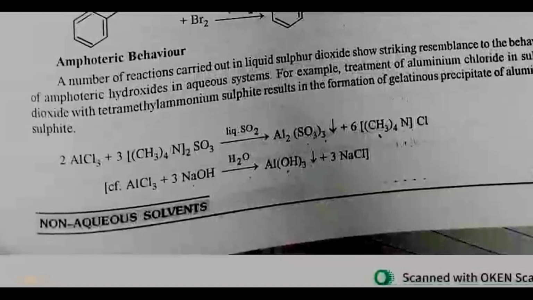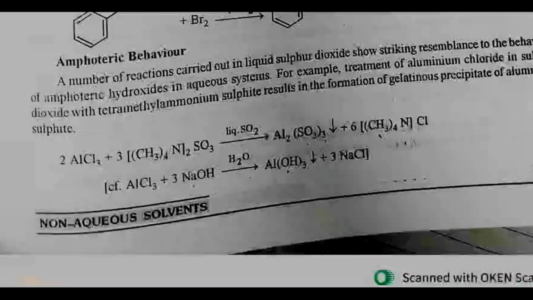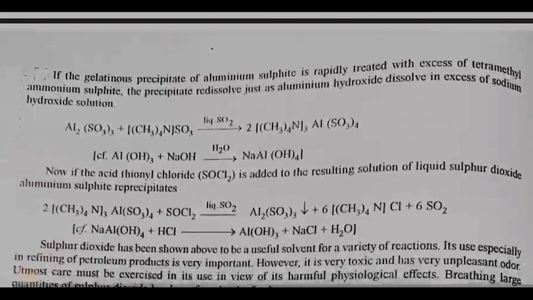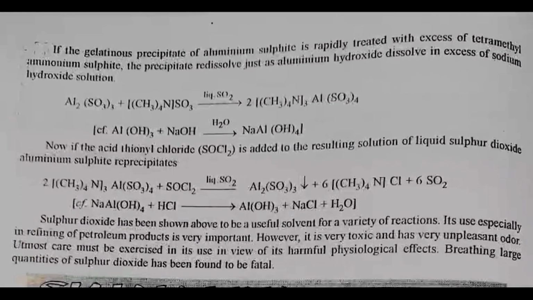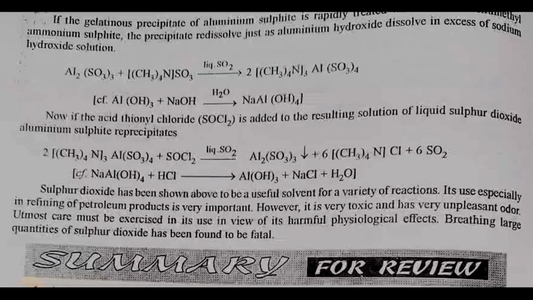Amphoteric behavior. A number of reactions carried out in liquid sulfur dioxide show striking resemblance to the behavior of amphoteric hydroxides in aqueous systems. For example, treatment of aluminium chloride in sulfur dioxide with tetramethyl ammonium sulfite results in the formation of gelatinous precipitates of aluminium sulfite. If the gelatinous precipitate of aluminium sulfite is rapidly treated with excess of tetramethyl ammonium sulfite, the precipitate redissolves just as aluminium hydroxide dissolves in the excess of sodium hydroxide solution. Now, if the acid thionyl chloride is added to the resulting solution in liquid sulfur dioxide, aluminium sulfite reprecipitates.